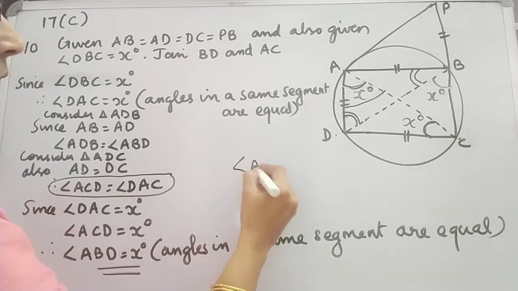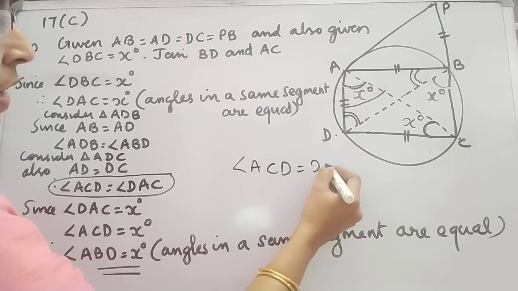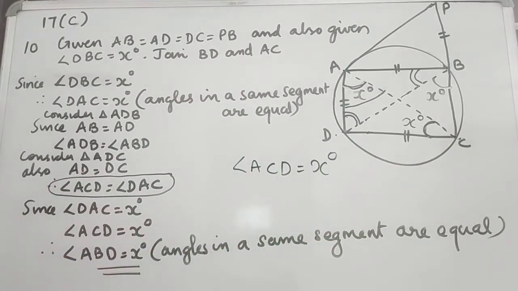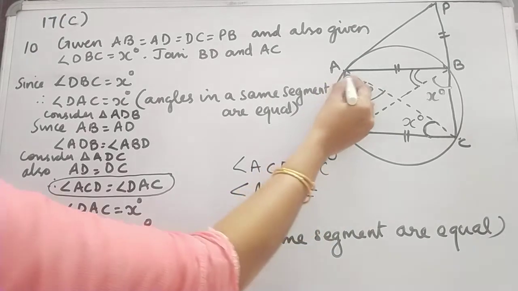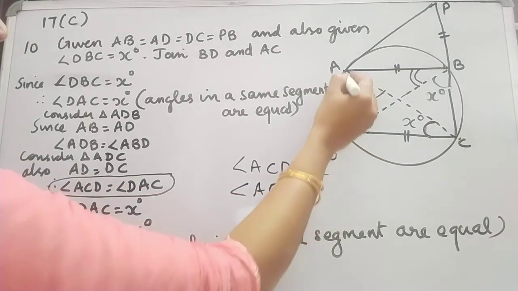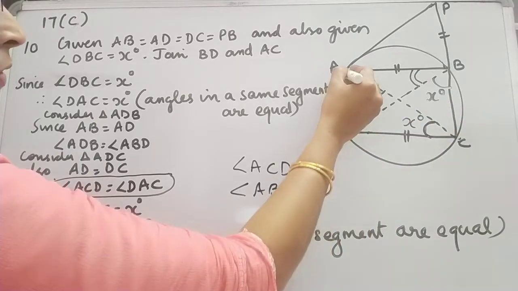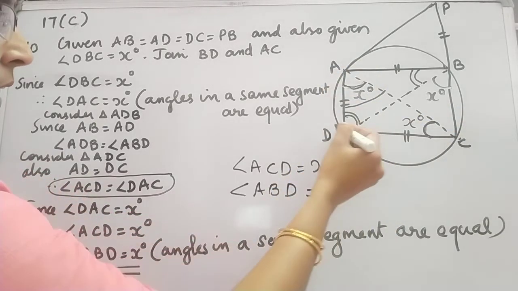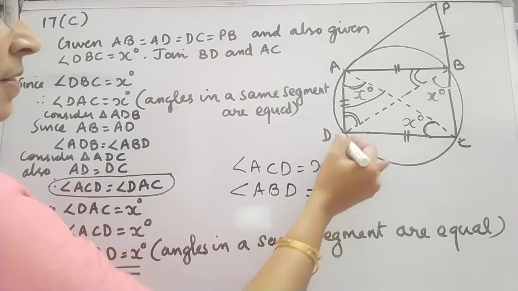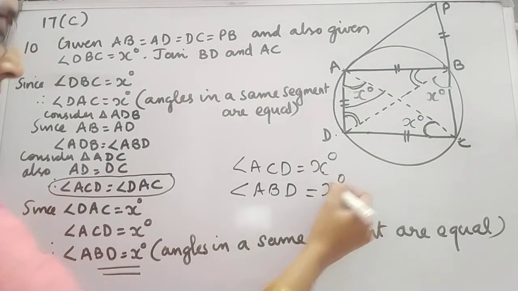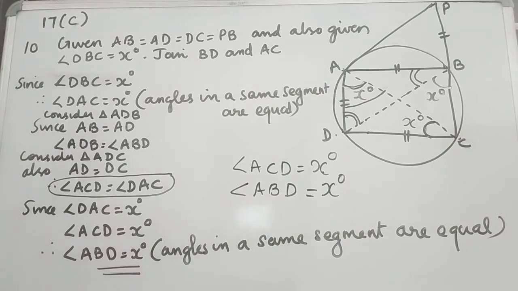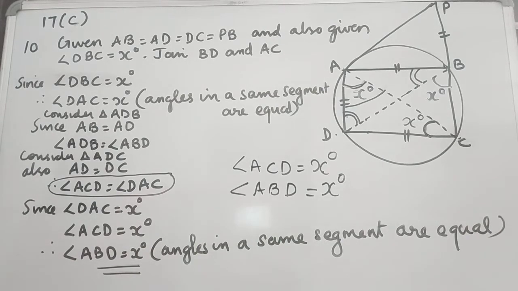Angle ACD is equal to X. Now the first part, what we want to find out is angle ABD. So what about ABD? ABD and ACD both lie in the same segment AD. Since ACD is equal to X, ABD also will be X degree. That is, angles in the same segment are equal. So ABD is equal to X degree. That is our first part.